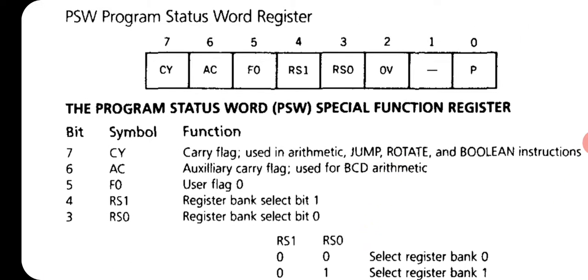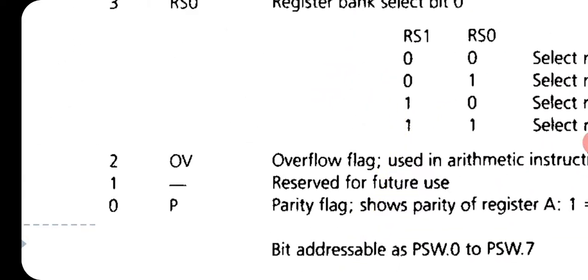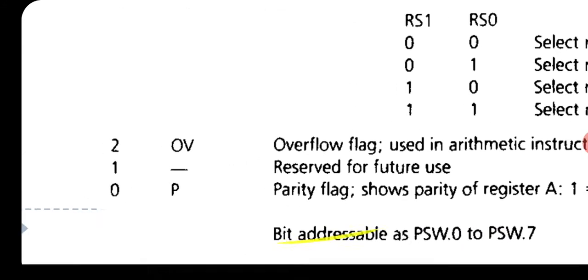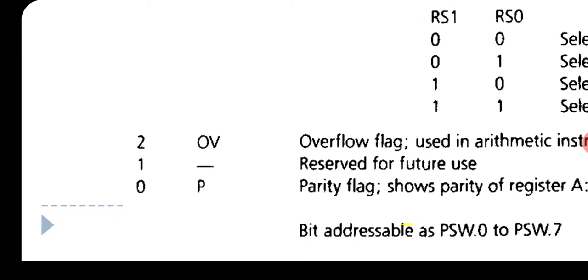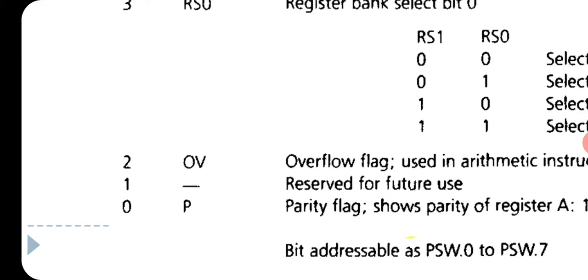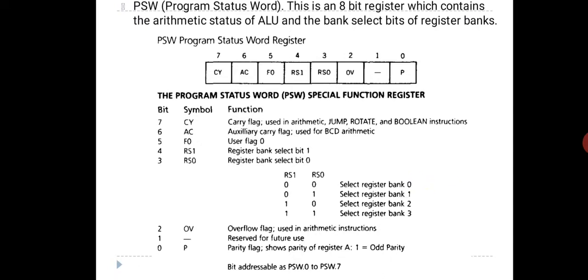Then we have OV. OV stands for overflow flag. This is used in arithmetic instructions. Whenever an overflow happens in your data or instruction, this flag will go high. Then we have the second bit, under 1. It is kept reserved for future use.